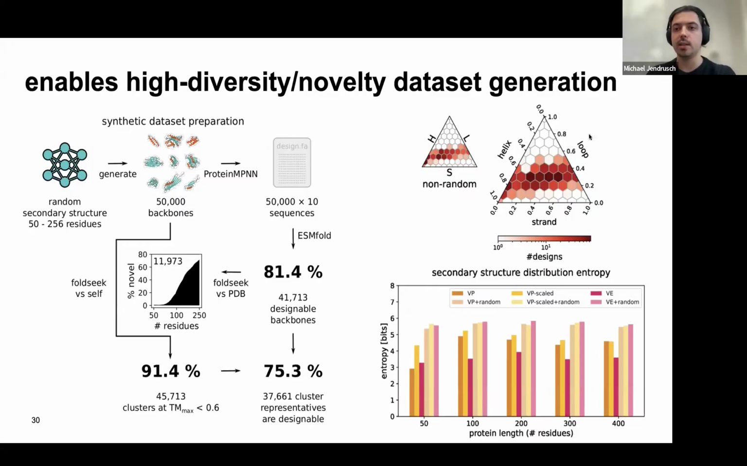Also looking at the secondary structure distribution up here, or at the entropy of this distribution directly down here, we can see that doing this random secondary structure conditioning pushes the entropy of the secondary structure distribution up across all protein sizes, which translates to us having a more diverse set of secondary structures to work with when generating structures this way.